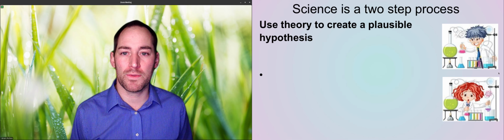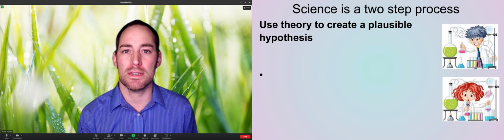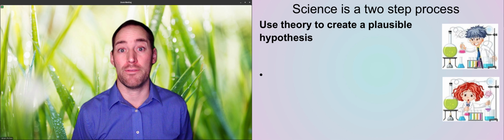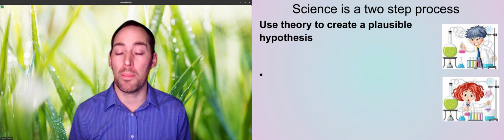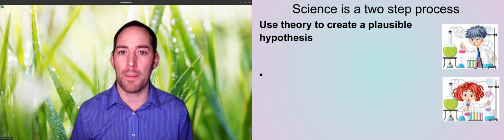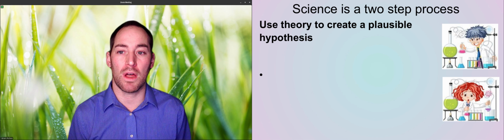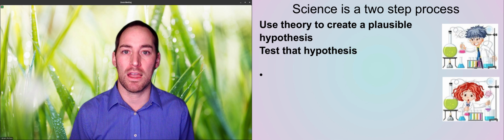Some of this is review right here, but I just wanted to remind you that science is how we do the process of figuring things out. So we use theory to come up with hypotheses. Our theories suggest things that should happen, things that we should be able to observe. So we use theories to create a plausible hypothesis, and then any individual study is testing a hypothesis.